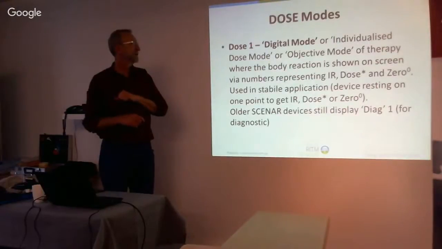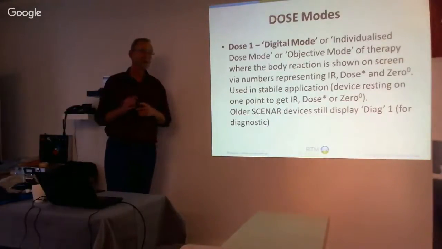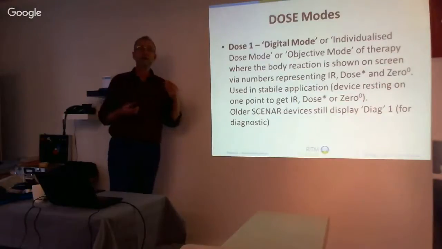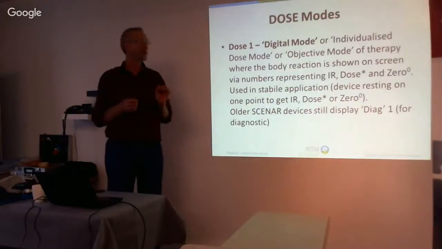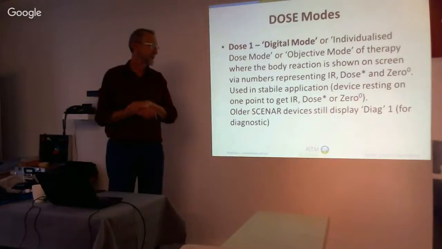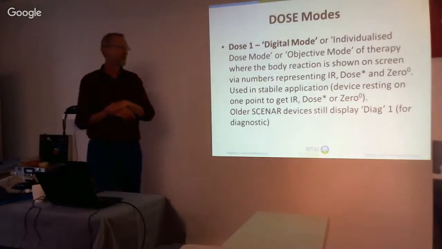The dose 1 mode or digital mode relies on numbers that the Scenar device is able to give us. It is actually a tool that measures indirectly the skin resistance in certain points. And with these numbers, you will be confronted this afternoon or tomorrow morning when I explain what these are all for.